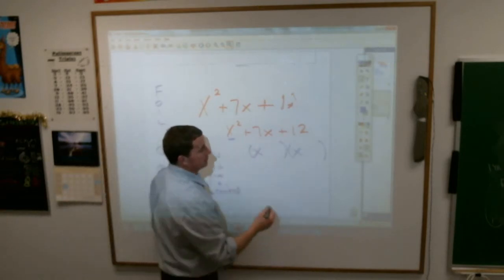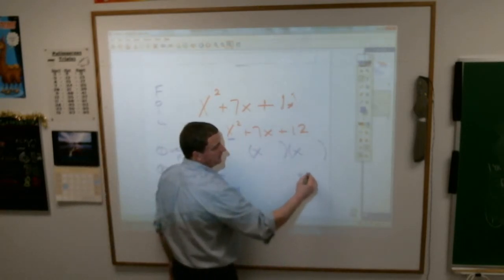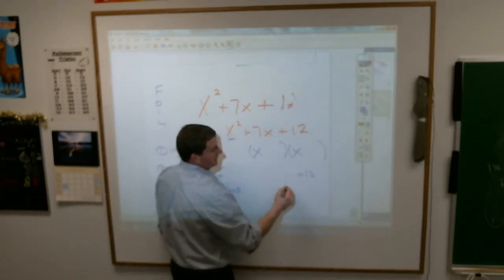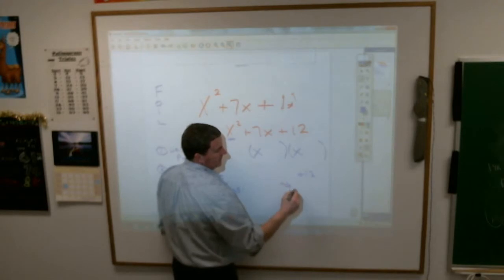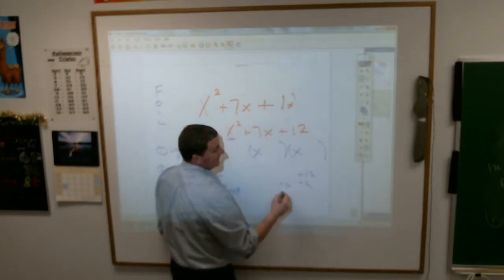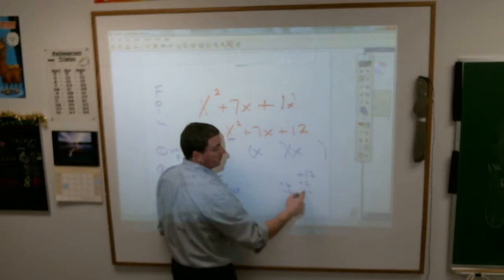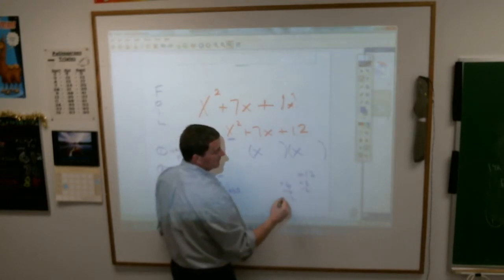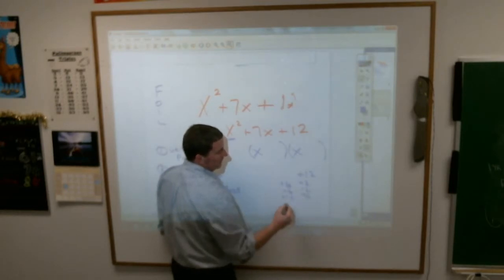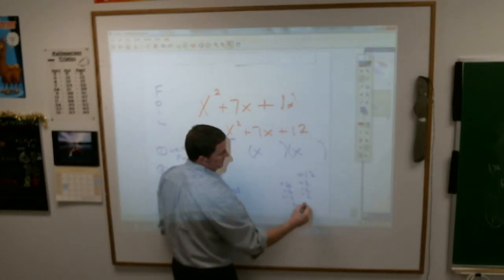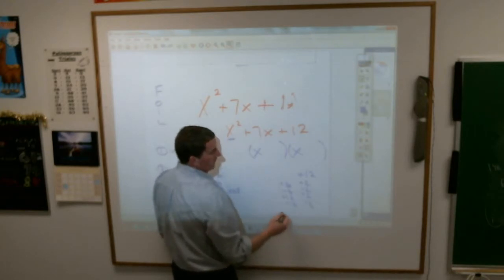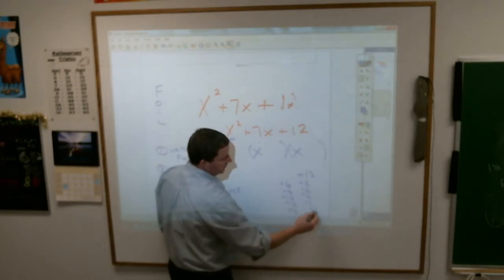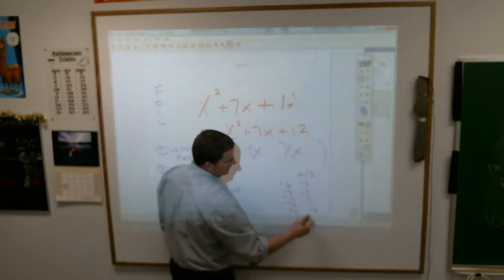I have to look at positive 12, and I think, how many combinations can give me positive 12? Well, I can have 6 times 2. But you've got to think of this: you've got a positive 6 and positive 2, but you could have a negative 6 and a negative 2. Those both multiplied together also give you positive 12. You could have 12 times 1, or a negative 12 times negative 1. You could have a positive 4 times positive 3, or you could have a negative 4 times a negative 3.